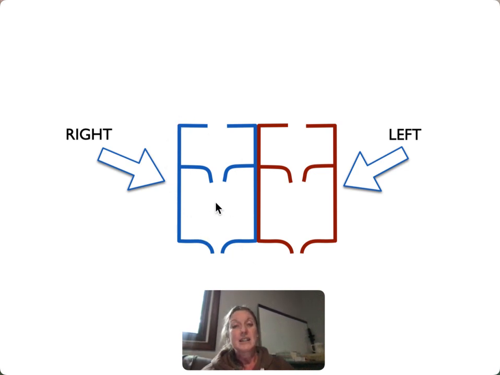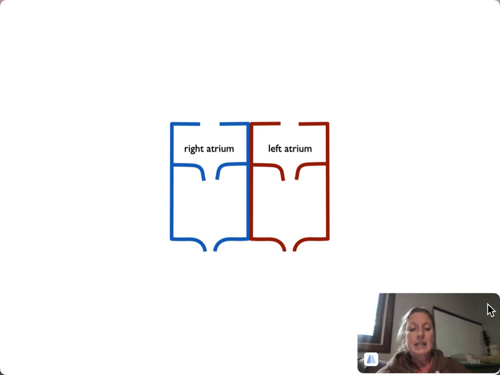Remember that the right is actually on the left and the left on the right because we're doing this in anatomical position. And we're going to label the chambers. The top ones that are going to receive the blood and act as booster pumps are the right and left atrium. The bottom ones, the main pumps of the heart, are the right and left ventricles.